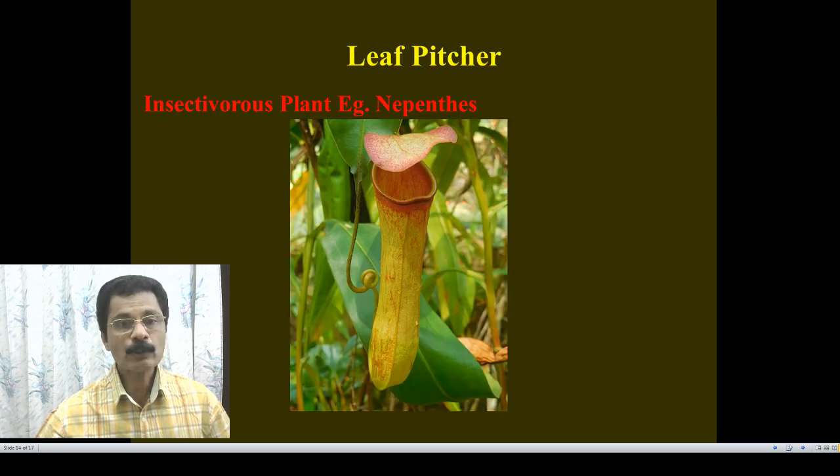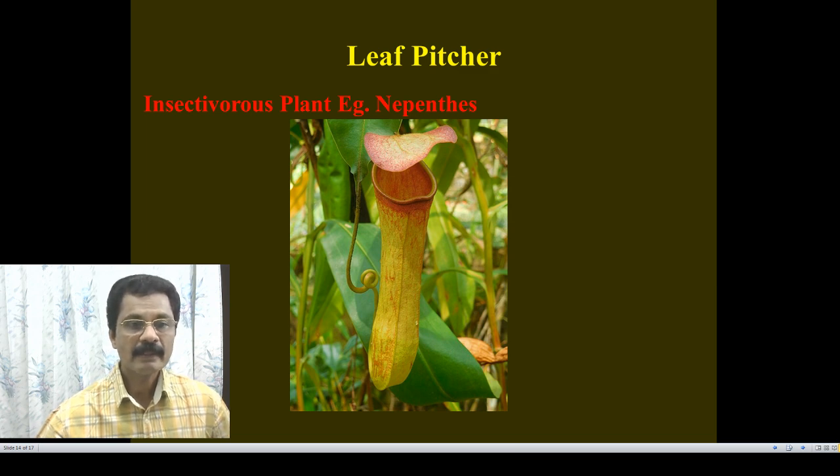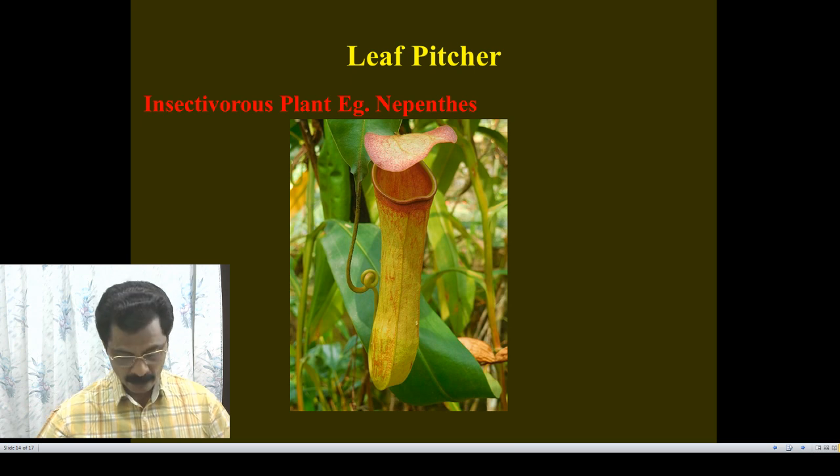Then the insectivorous plants like Nepenthes, the lamina is modified into a flask-shaped structure to capture insects. The leaf tip is modified into lid. They are brightly colored so that the insects can alight on this flask. In the insectivorous plants, the leaves are modified. See?